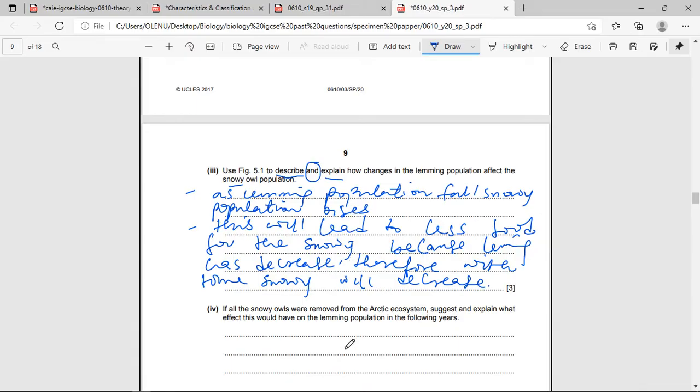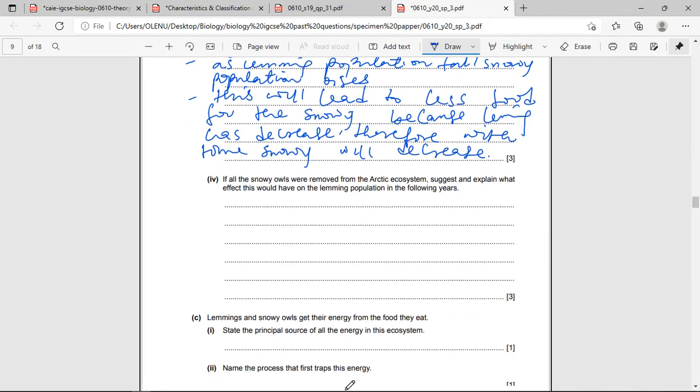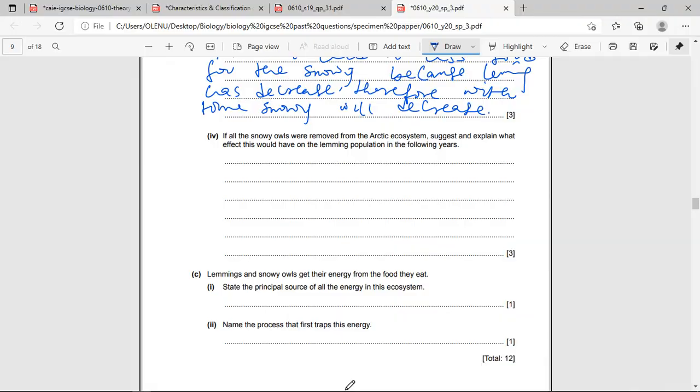Okay. So if all the snowy owls were removed from the Arctic ecosystem, suggest and explain what effect this would have on the lemming population. Simple. Lemmings will increase because there is no more predation.